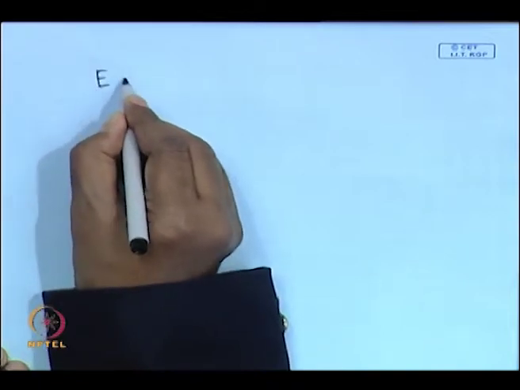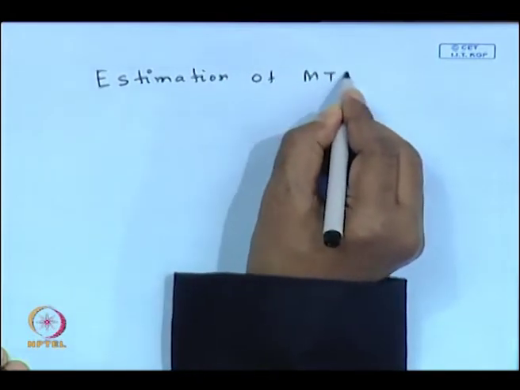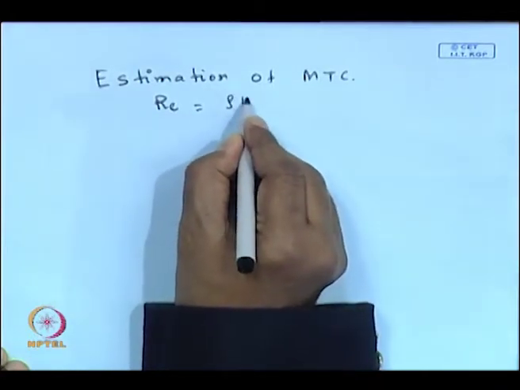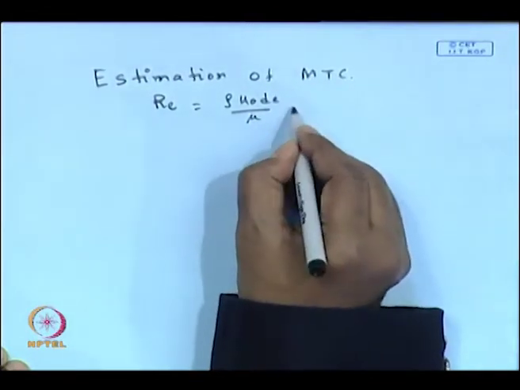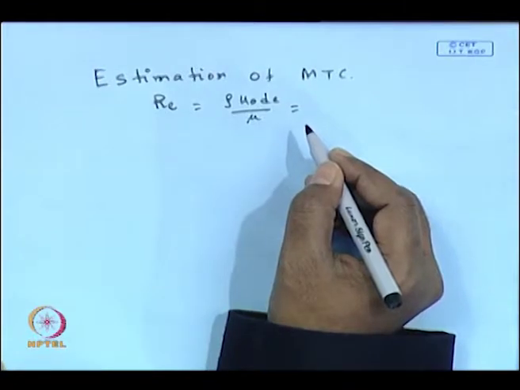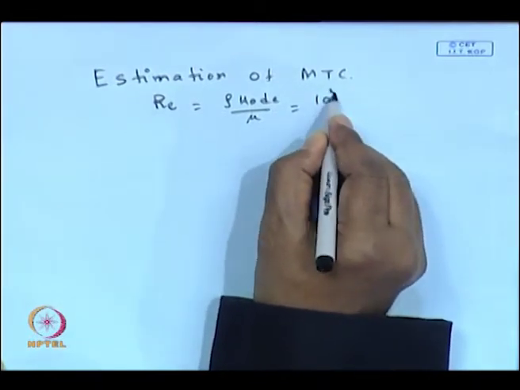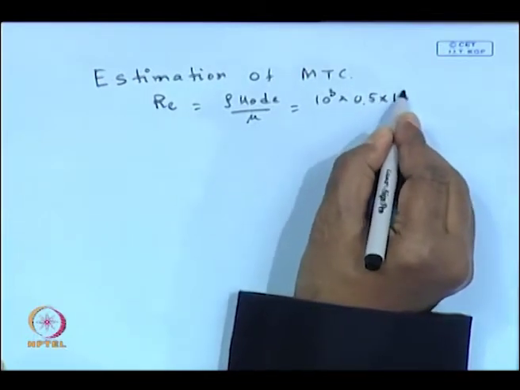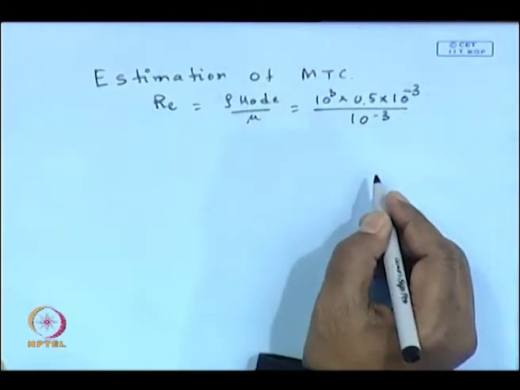The first step of estimating the mass transfer coefficient is you calculate the Reynolds number, rho U0 d by mu, and depending on the Reynolds number, you will be deciding whether the flow will be laminar or turbulent. You take the almost water viscosity and density. So, rho will be 10 cube, U naught is given as 0.5 meter per second, D equivalent is 10 to the power minus 3 meter, and mu will be 10 to the power minus 3 Pascal second.